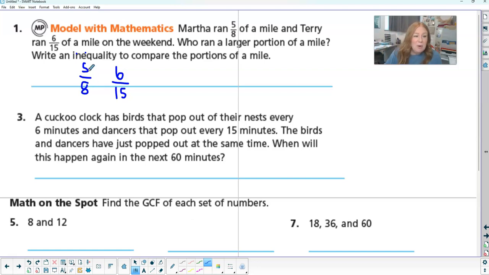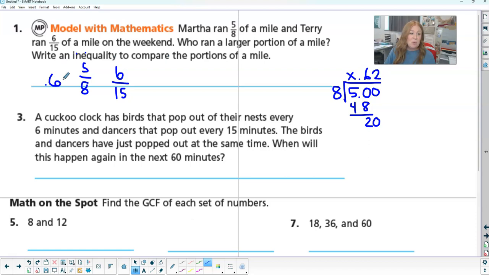So I'm going to go ahead and turn these into decimals. If I take my numerator and I add a couple decimal places and I divide it by the denominator, it can't go into 5, but it can go into 50 6 times, which is 48, 2 left over. So it's about 0.62, 62 cents. They ran a little bit more than half of a mile.